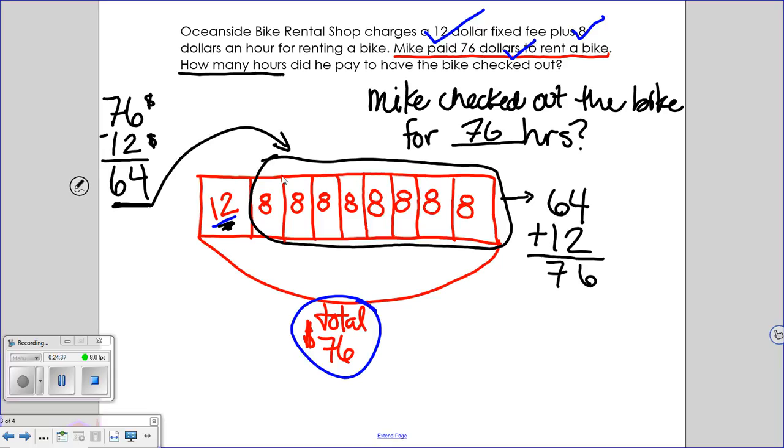No, that is so wrong. Thank you for noticing that. Did he check out the bike for 76 hours? No, he paid $76. Are dollars hours? No. So how many hours did he check it out? How many hours did he check out this bike?